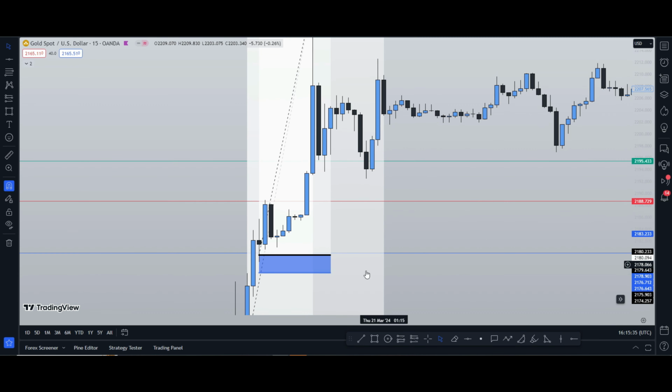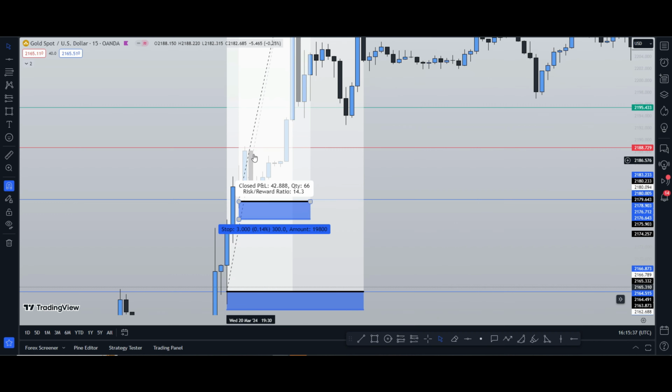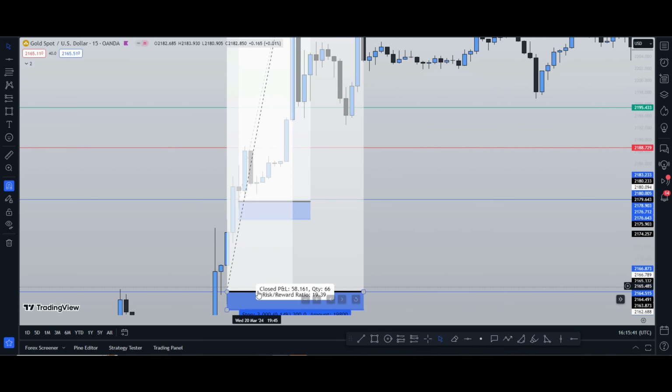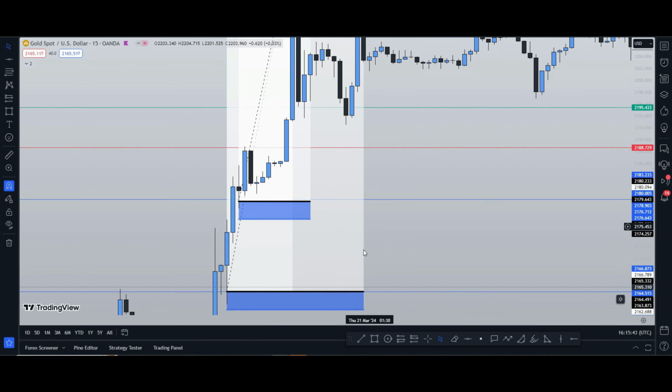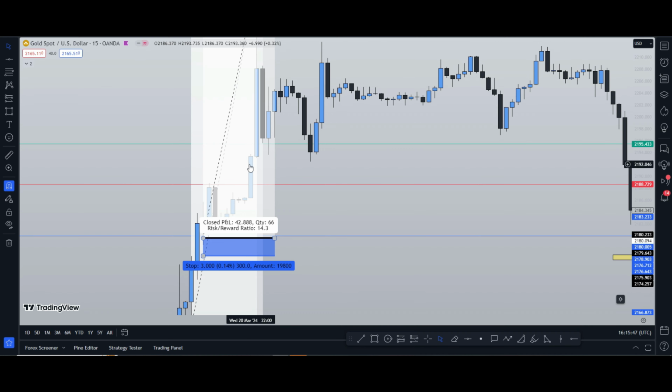Okay, now look, we get a rejection here, so we would have held the trade. At this point you should have just put the trade at break even. Even if you put this at break even, it's all secure, it's all good. Here you get the break again, but you don't get a retest, so I just held onto the position.